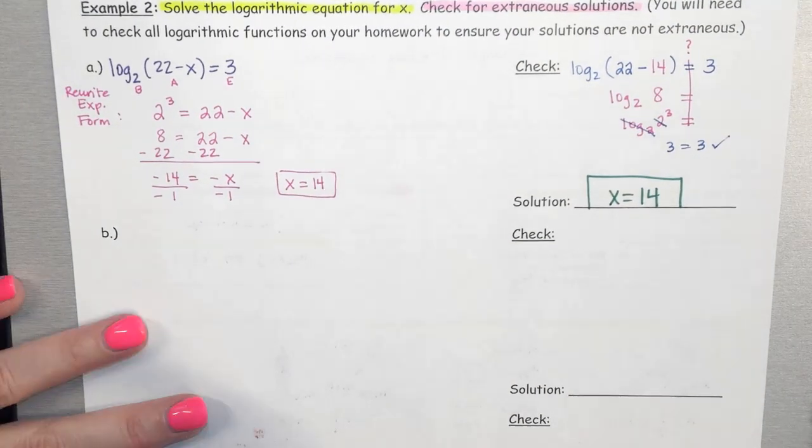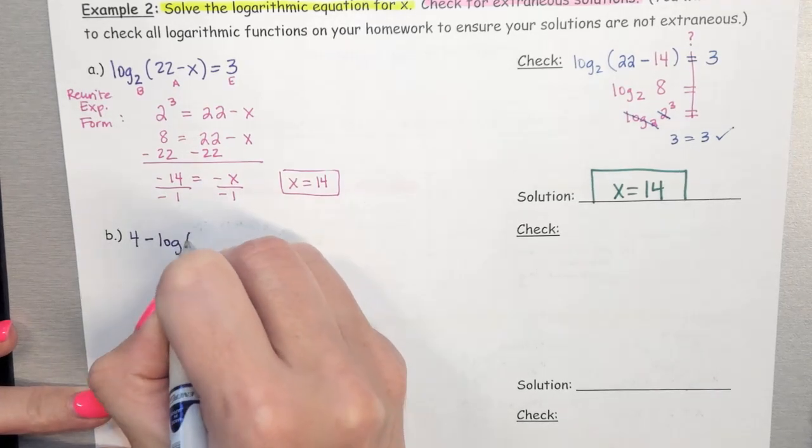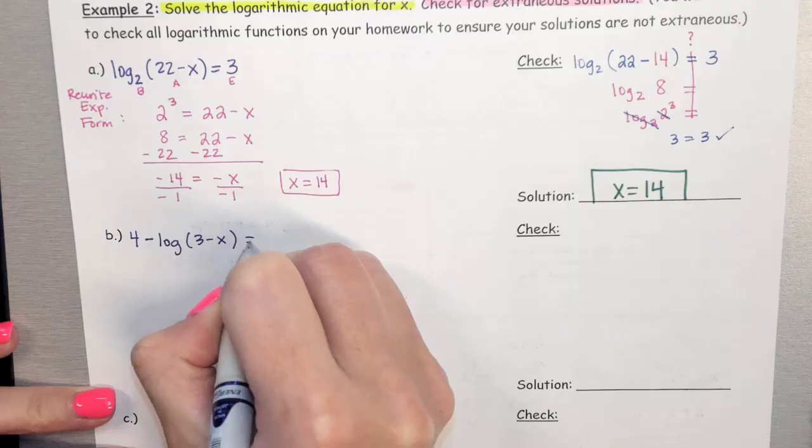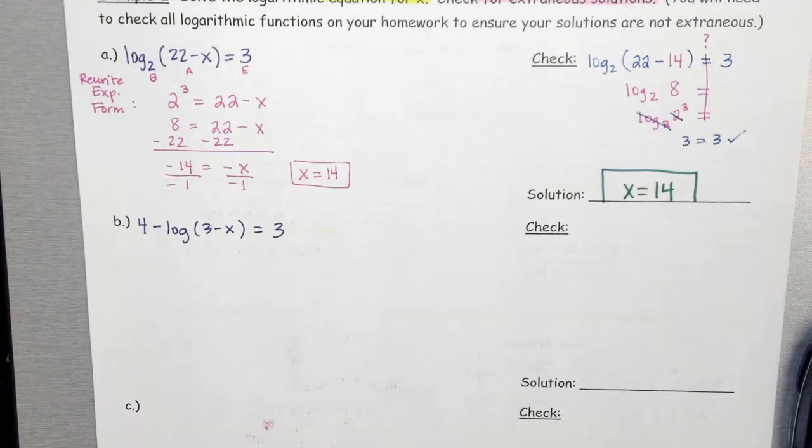Okay, so that's a very basic one to start. Okay, for B, our first order of business is going to be to get the log by itself. So think about what you want to move away from the log, and let's do it. You just want the log term alone. So what are we going to move over first? Yeah, we're going to move over the 4.